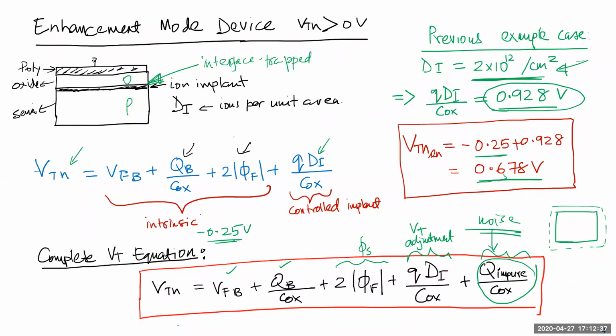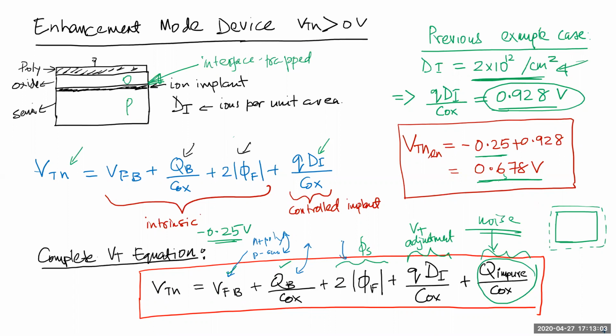Okay, so let's just go here. For example, you already know what the work function difference is between an N+ poly and a P- substrate. It's just reversed here, right? So what should this be? Same thing, QB over Cox. Now that's going to be a negative ion.